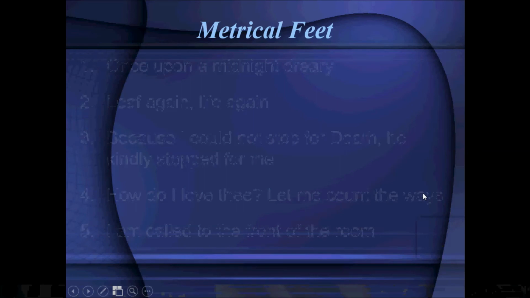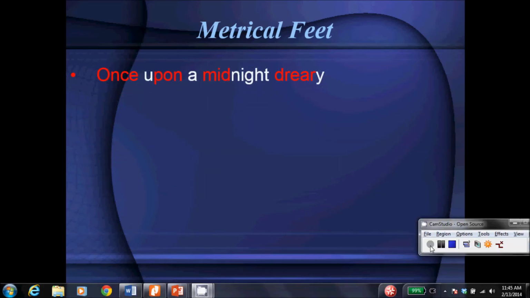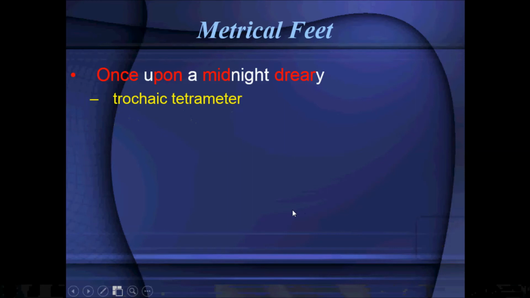All right, so let's look at each of them. So, "Once upon a midnight dreary," we've put in red the stressed syllables. So if you look, it's stressed, unstressed, stressed, unstressed, starting with stress. So that's 1, 2, 3, 4 feet in the line. So that makes it trochaic because it starts with stress, and it's tetrameter because there's 4 feet in the line.